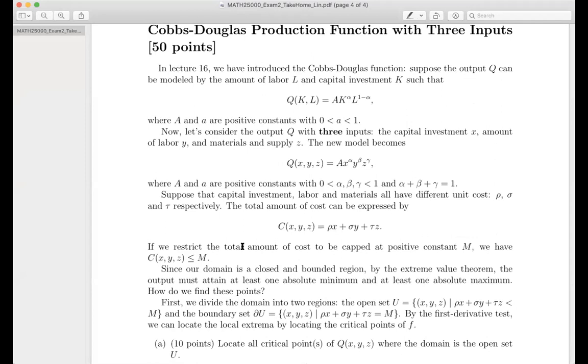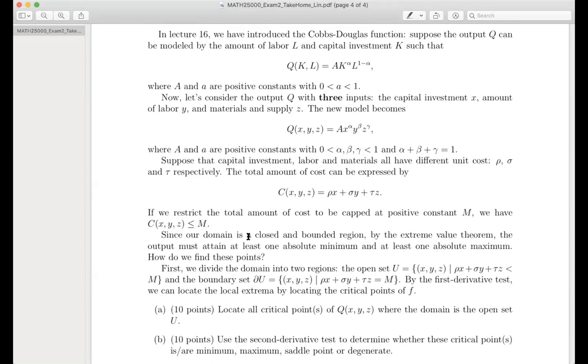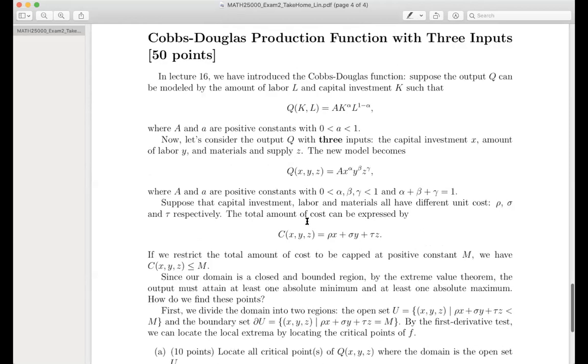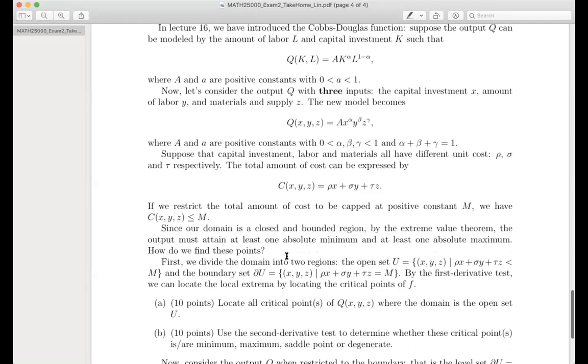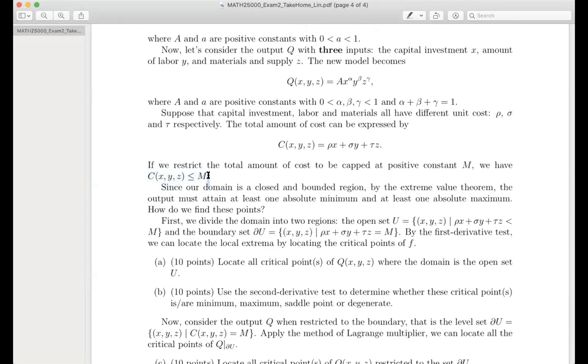Okay. So if you have a limited amount of costs, or basically you have a limited budget. Your budget is capped at M. You can't go past M. You don't have that much money. You only have at most M amount of dollars. Then you want to find the maximum outputs. Basically, you want to find the absolute maximum of Q in this region. Okay. So what is the graph of this region?